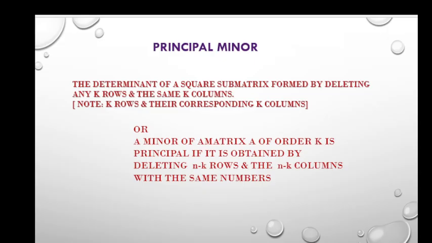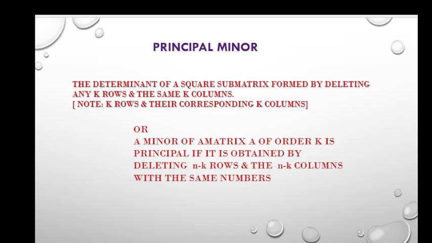Next we are going to take the definition of principal minor. The determinant of a square submatrix formed by deleting any k rows and the same k columns, or a minor of a matrix A of order k, is principal if it is obtained by deleting n minus k rows and n minus k columns with the same numbers. That is, if we are dealing with a 3 by 3 matrix, we can find the principal minor of order 1, principal minor of order 2 and principal minor of order 3.